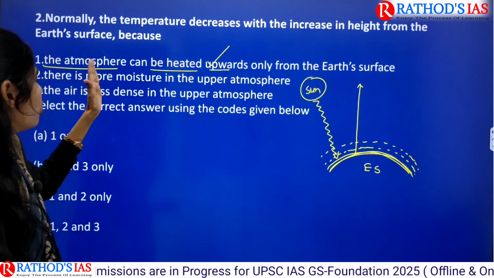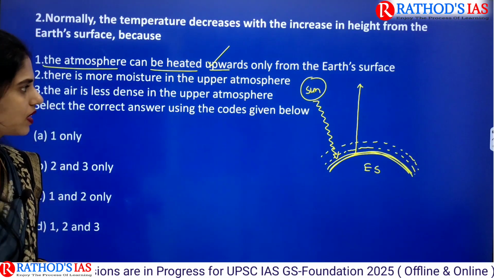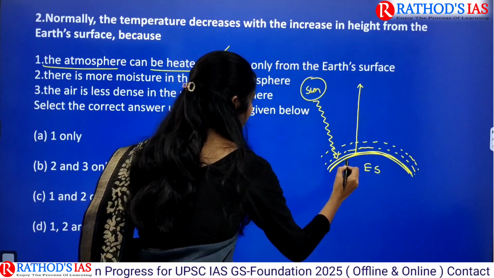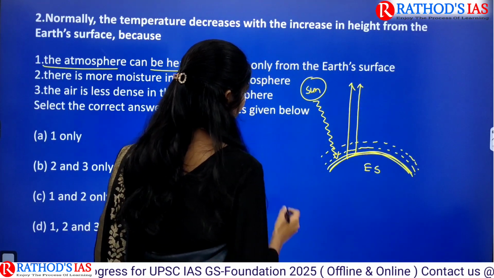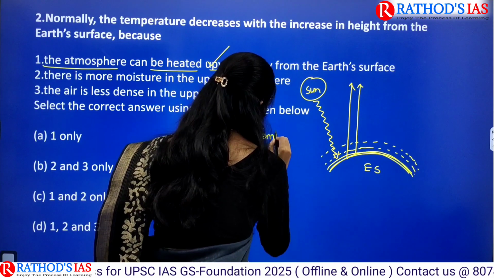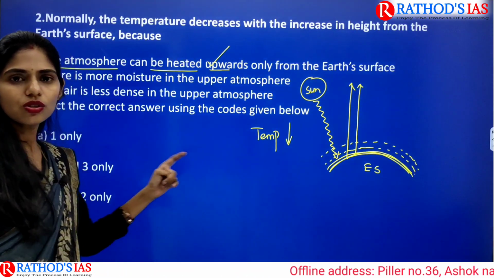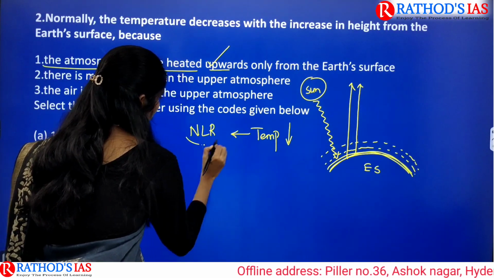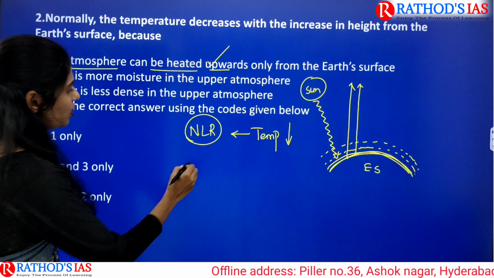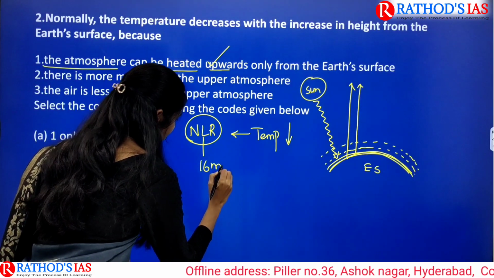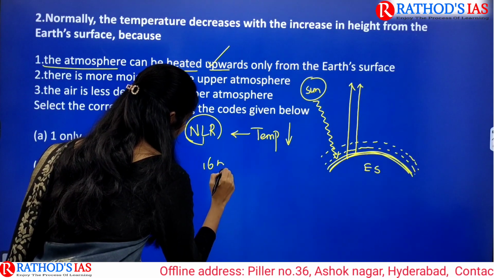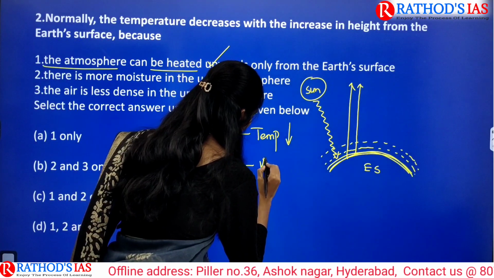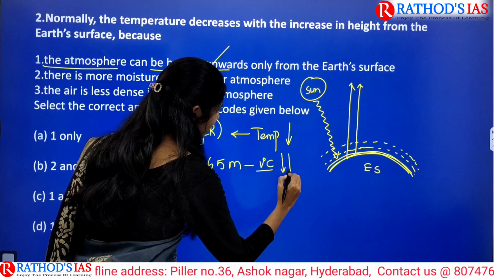And this one says there is more moisture in the upper atmosphere. So here you have to know one concept. Whenever you are moving away from the earth's surface, temperature will decrease. This is the concept called the normal lapse rate. According to the normal lapse rate, whenever you move 165 meters above the earth's surface, there will be 1 degree centigrade decrease of temperature.